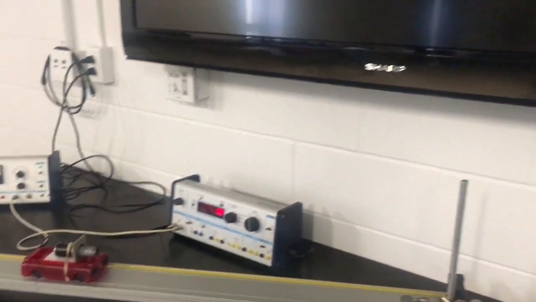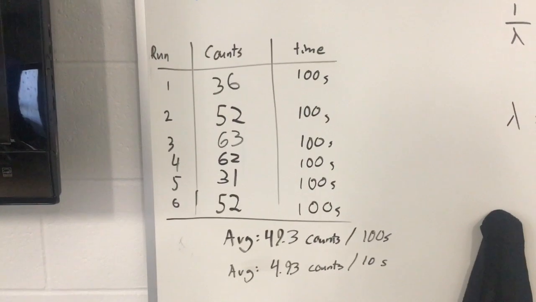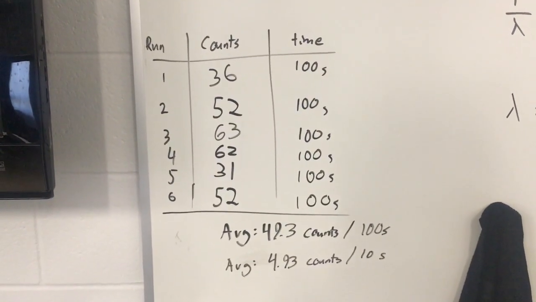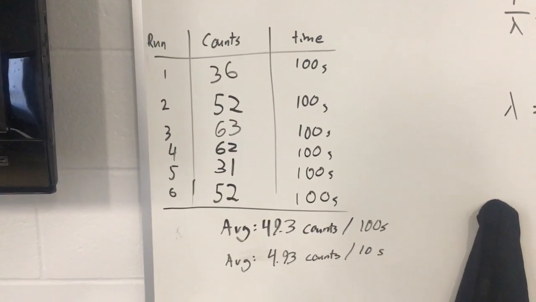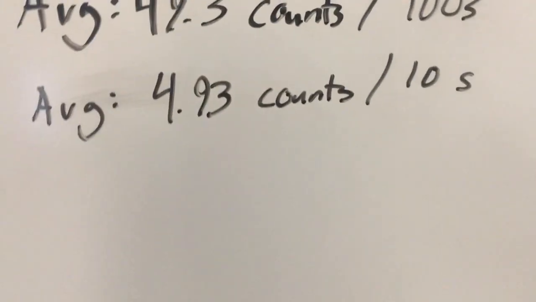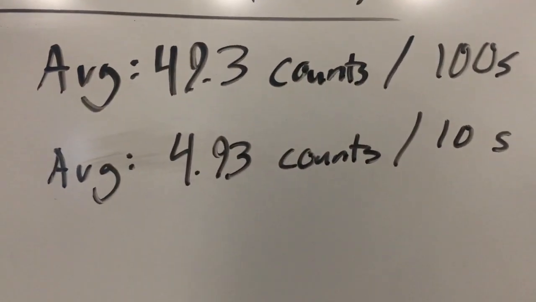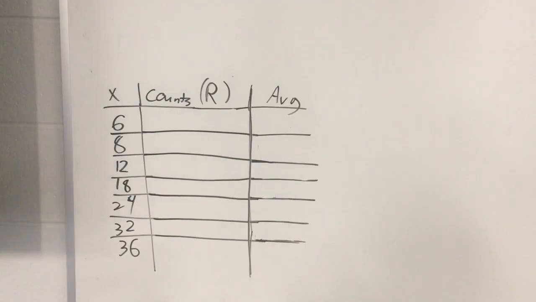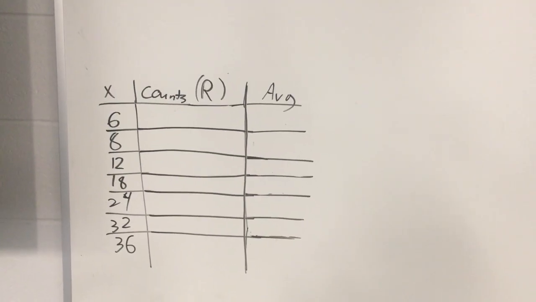Well, I've already done all that work for you. I've taken a few sample rates of 100 seconds. Those are the counts there. I took the averages, and since we're doing things for 10 seconds, we have an average of 4.93 counts for every 10 seconds. All right, so now we're gonna record some data.